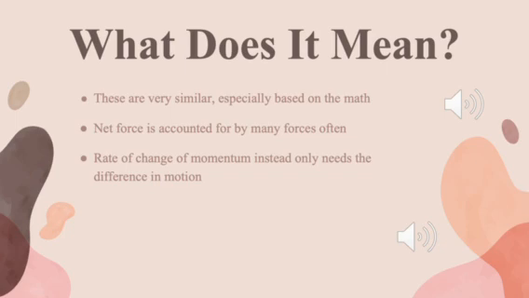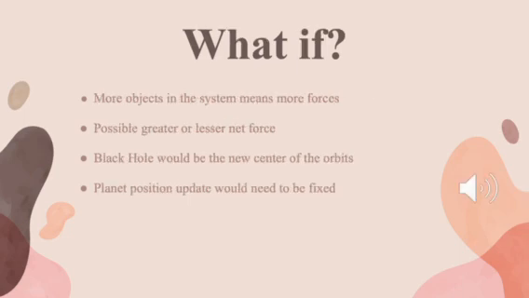We can measure net force by the many other forces that it includes, and that account for it. However, the rate of change of momentum only needs one thing, the difference in motion. Therefore, these will be measured differently as they are different things, but they are not very different based on mathematics. What if we had a system of a black hole, a star, a planet, and a moon?